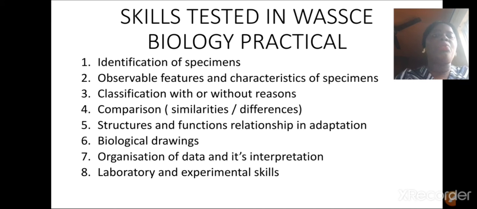Now to classification with or without reasons. You could be told to classify a particular specimen with or without reasons. Take for example, earthworm. What phylum does earthworm belong to? Beautiful. The earthworm belongs to Annelida. Phylum Annelida. And if you are told to state reasons, you must state the reason why you have been able to classify the earthworm as Annelida.